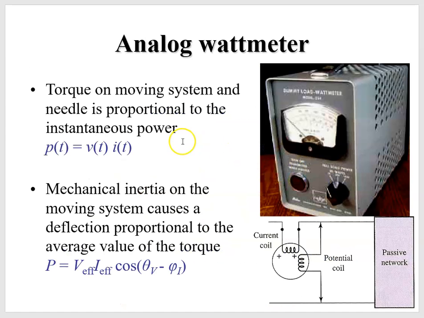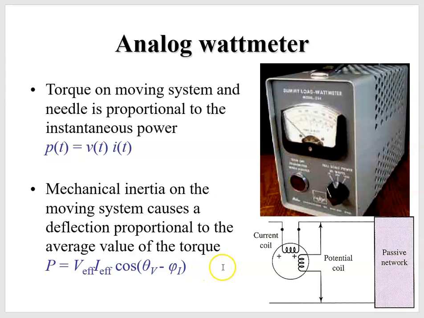All right, so again, in our analog wattmeter, the torque on the system and the needle is proportional to our instantaneous power. The mechanical inertia then is going to average that and cause the deflection to be proportional to the average of the torque. So the average of the torque will give us our power, being the effective voltage times the effective current times the cosine of theta_V minus theta_I.